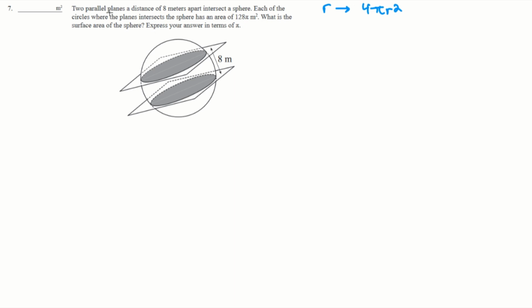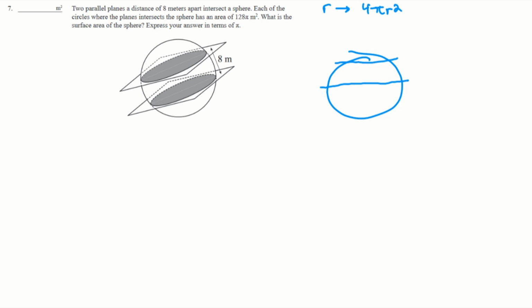Secondly, we know that these planes intersect at a distance 8 meters apart, and these circles have the same area, which means it's safe to assume that the two planes intersect equidistant from the center of the sphere. Otherwise, if this were slightly skewed, with the 8 meters not being centered at the center of the sphere, like if one plane intersected up here and one intersected at a bulkier part, then the area of the circle created at the intersection would differ. This is a side view, by the way.